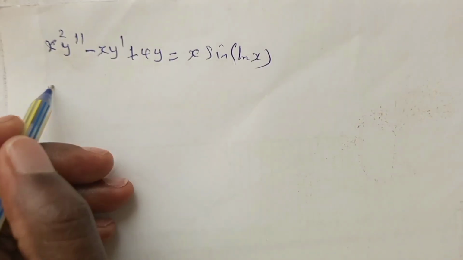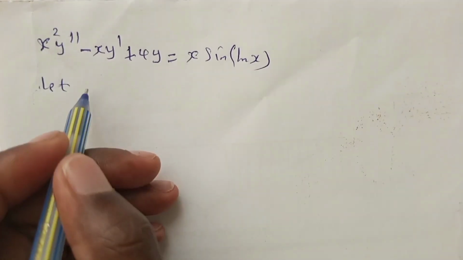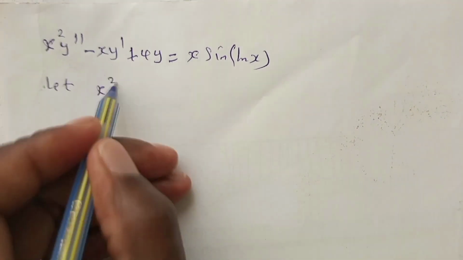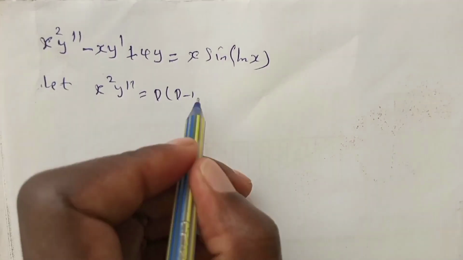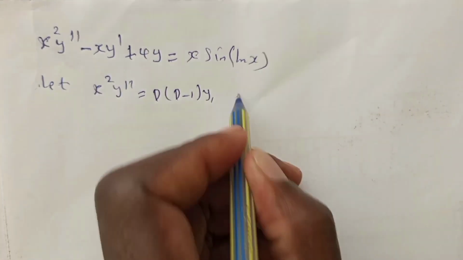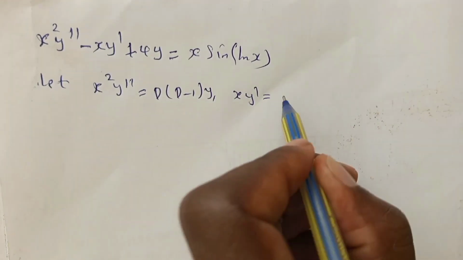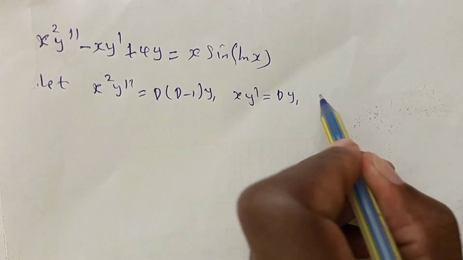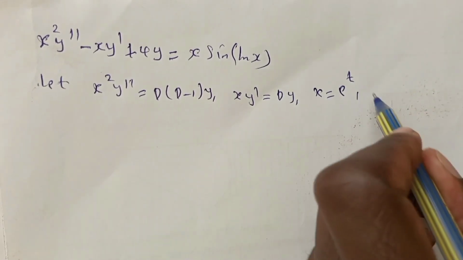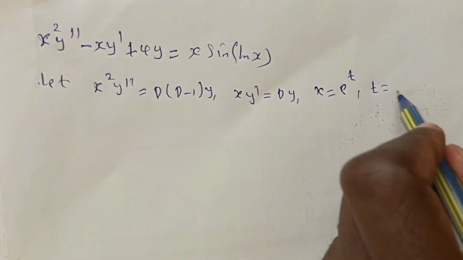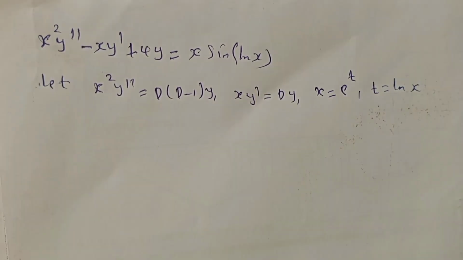To solve this, we are going to let x squared y double prime be equal to D into bracket D minus 1 y, and also xy single prime to be equal to Dy, and also we are going to let x be equal to exponential t, so that t is equal to natural logarithm of x.